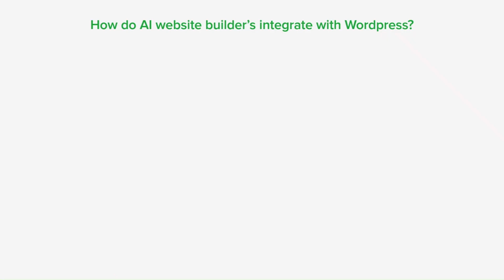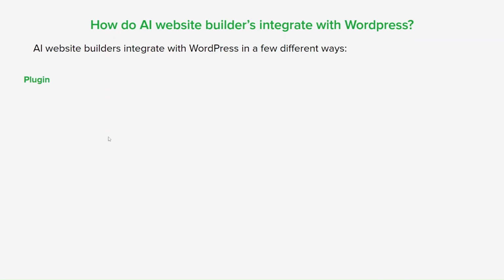So how do website builders integrate with WordPress? There's a few different ways. First one is through plugins. So some AI website builders like the Elementor AI and the Divi AI are available as plugins for the WordPress website builder. That means you can install the plugin and then use the AI features to create and edit your website within the WordPress dashboard.